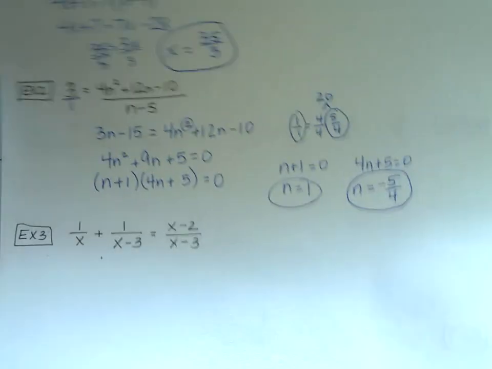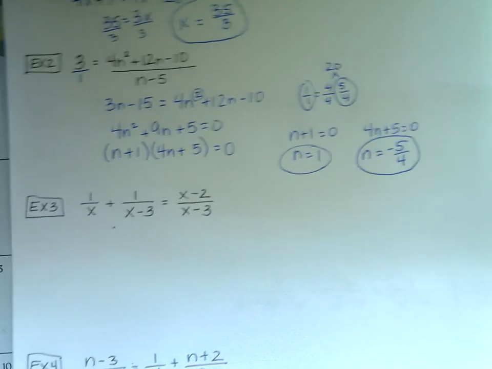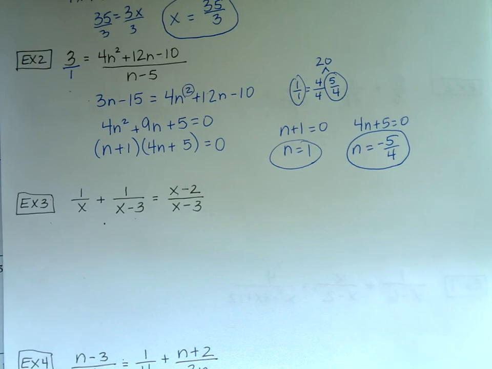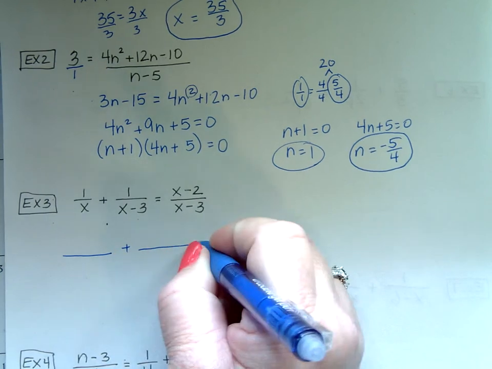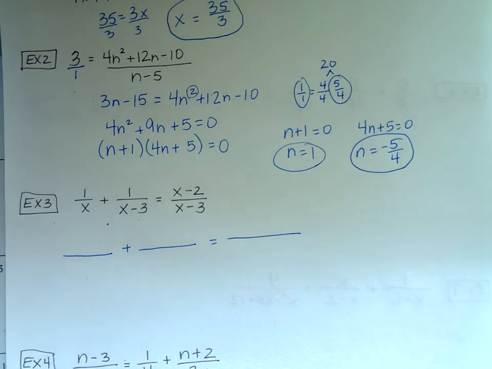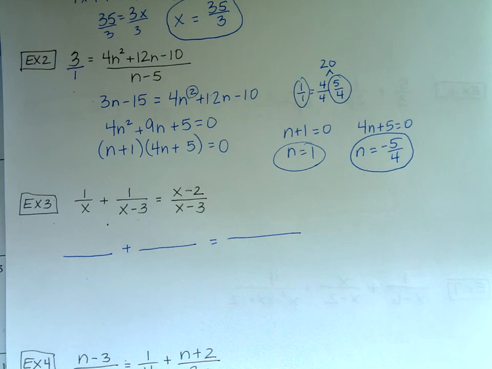Now example 3 is different, right? Example 3 now has 3 different fractions involved. And in order to add or subtract fractions, you need a common denominator. So I have 3 fractions. I have 1, 2, 3. I need a common denominator between all 3 of them. So I need to have each denominator represented.